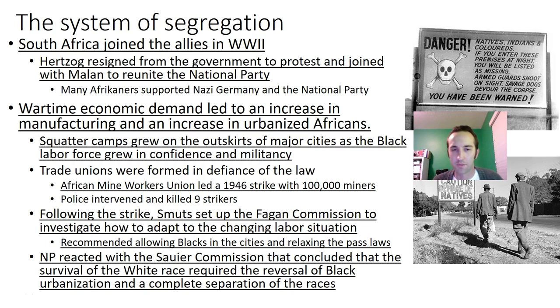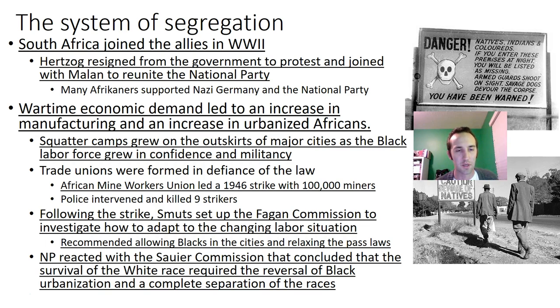To build the weapons of war, they have all these factories in the major cities. And this leads to more black people moving to the cities, as they want to build tanks and planes and all that. Because they're not actually allowed to live in the cities, it is illegal. Many of them are breaking the laws by doing that. Squatter camps grow on the outskirts of the major cities as the black labor force grows in confidence and militancy. Trade unions were formed in defiance of the law, even though they're not allowed to form unions.